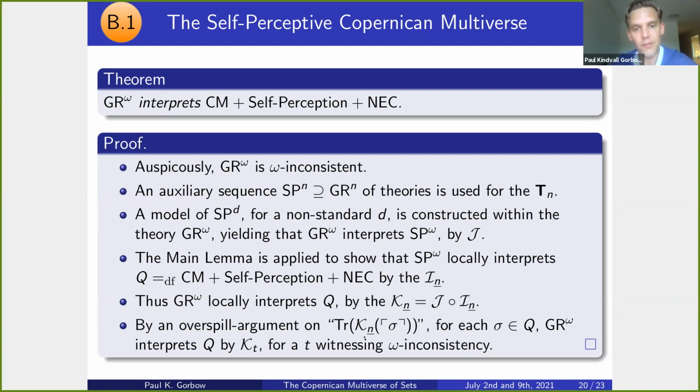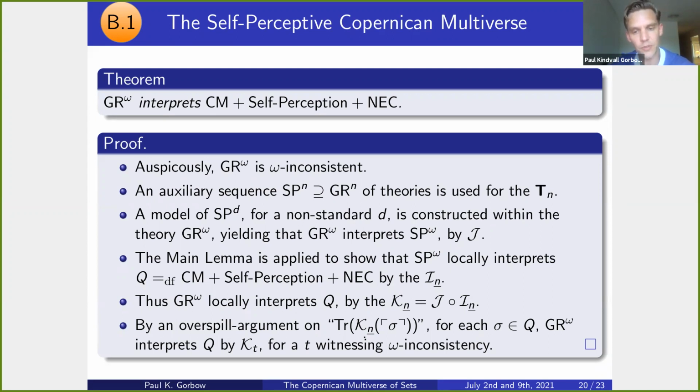And that suffices for getting an interpretation of SP omega in GR omega. So that is denoted J here, that interpretation. And so the next major step then is to interpret the theory we want here, CM plus self-perception plus NEC, in this SP omega. So just for this slide, I'm using the letter Q for that theory that we want to interpret.